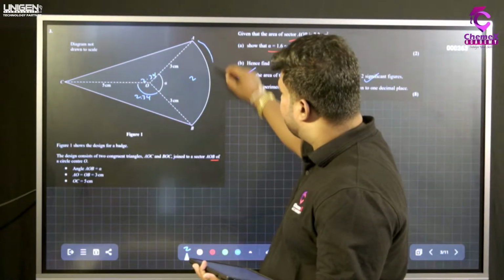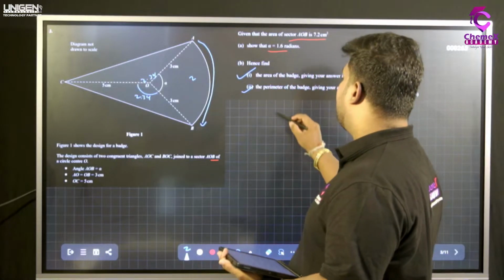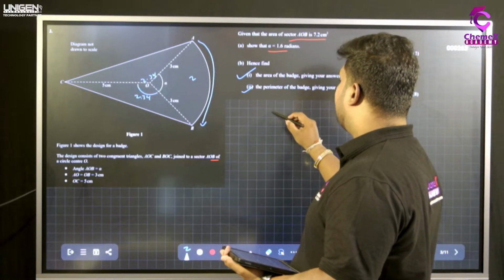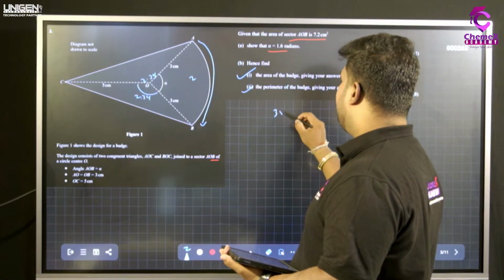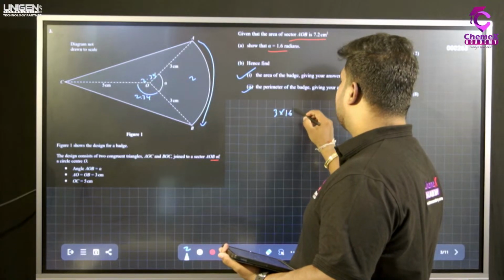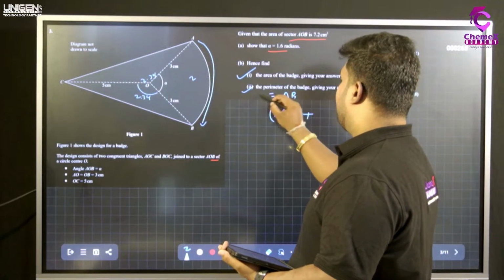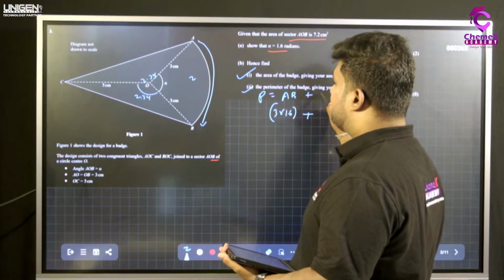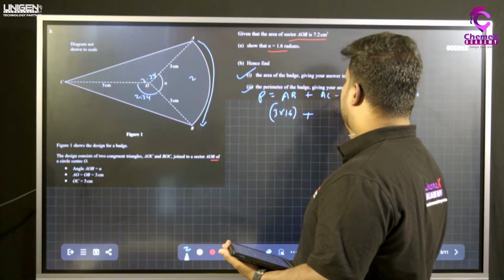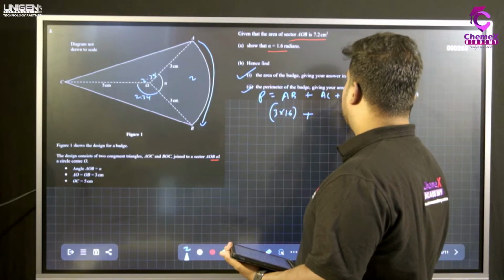Arc length first, the AB distance. How do you get it? R theta. So 3 into 1.6. That's the arc length. Plus the AB length. If you want the perimeter, you need to get the arc AB length plus AC plus BC.